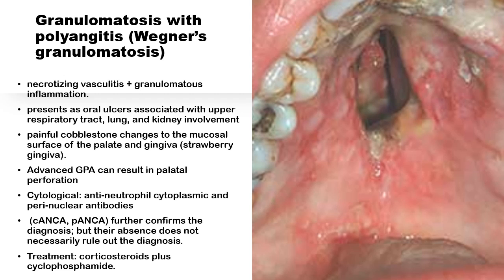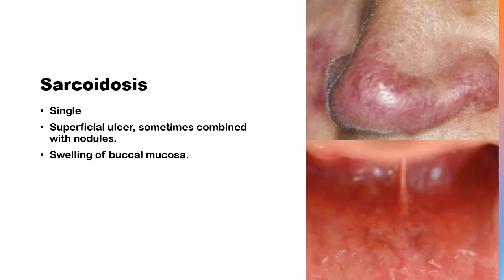cyclophosphamide. The other granulomatosis that can cause a solitary chronic oral ulcer is sarcoidosis. This can give rise to a single superficial ulcer, sometimes combined with nodules and swelling of the buccal mucosa.